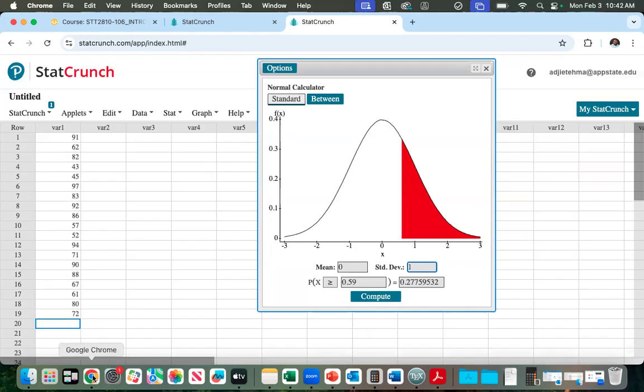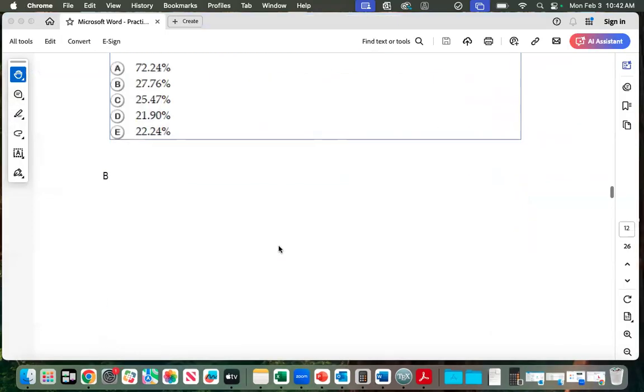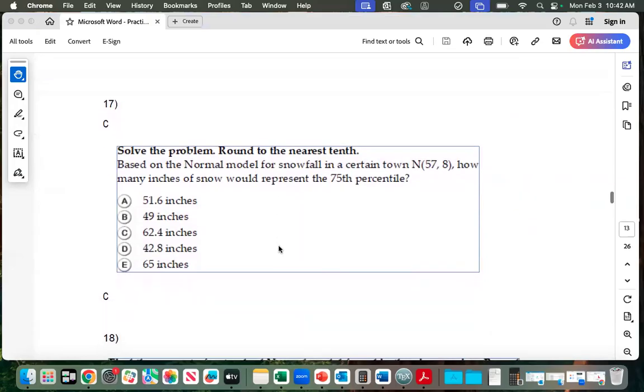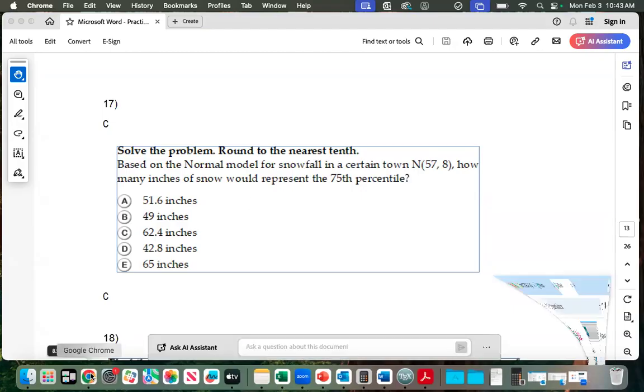Let's get to 17. So for 17, we are told that based on the normal distribution, the mean is 57, standard deviation is 8. How many inches of snow would represent the 75th percentile? So let's try to do that. So we still need to use StatCrunch. So we go on StatCrunch here.